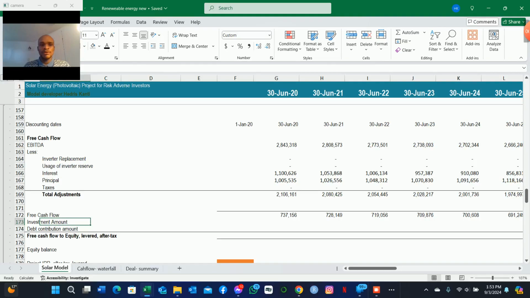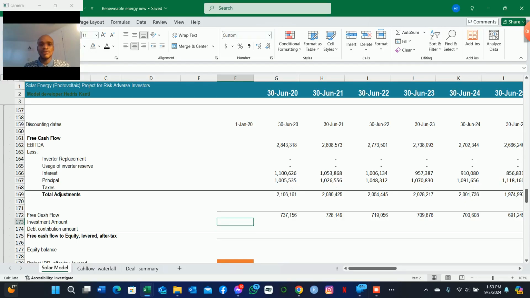Recall that in our assumption schedule, we had an initial investment amount that was a total levered cost of roughly $30 million. And we also had the debt contribution amount that we simulated to be the minimum of the 85% contribution of capex, or the debt sizing by the debt service coverage ratio. So we take the minimum of those amounts, and whatever was the minimum will be our debt contribution amount, that amount that was used to pay down interest.